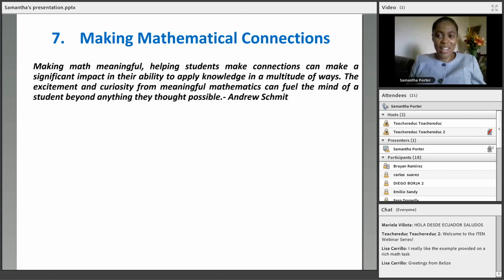Making maths meaningful, helping students make connections, can make a significant impact on their ability to apply knowledge in a multitude of ways. The excitement and curiosity from meaningful mathematics can fuel the minds of students beyond anything they could possibly have thought.